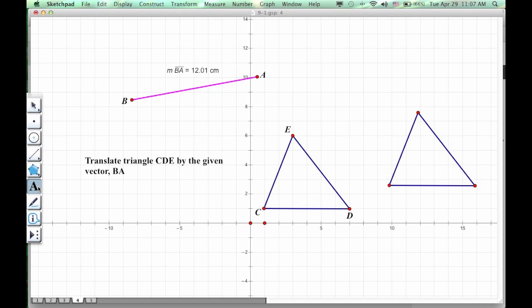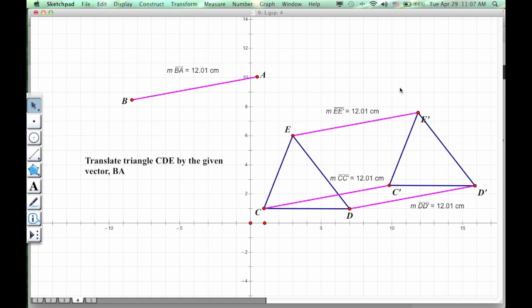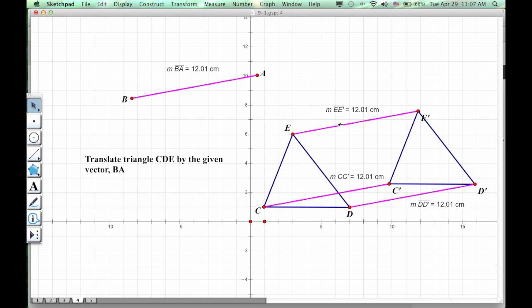To prove that it is translated, you can measure the distance between each point. The measure. Okay, so now you can see that the distance between each point is congruent to the distance of the vector.